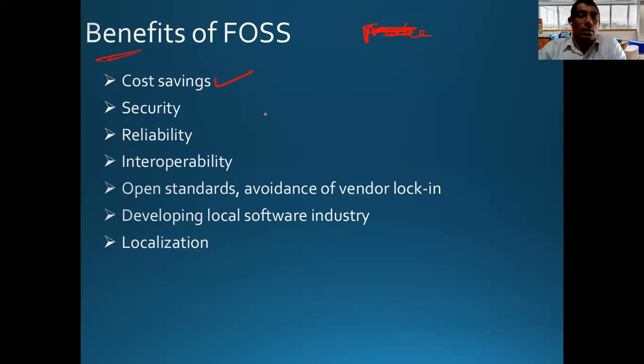Cost saving I discussed with you all. Reliability is very good. Interoperability is always there, because today a lot of people say this is a Microsoft-made thing. Like I said, there are two kinds of software, system software and application software.